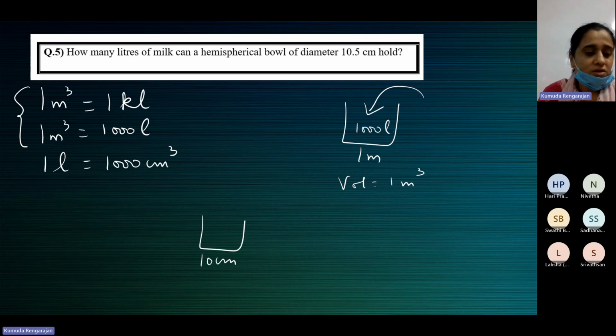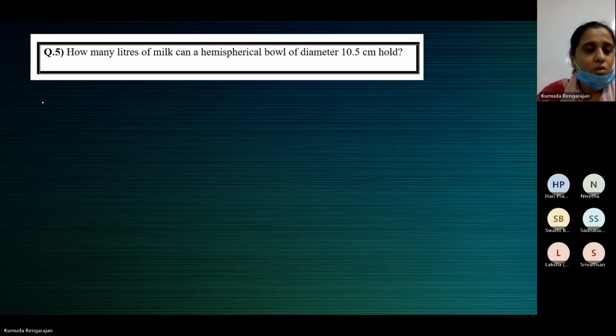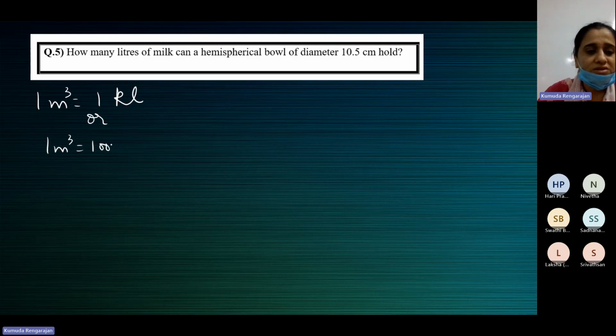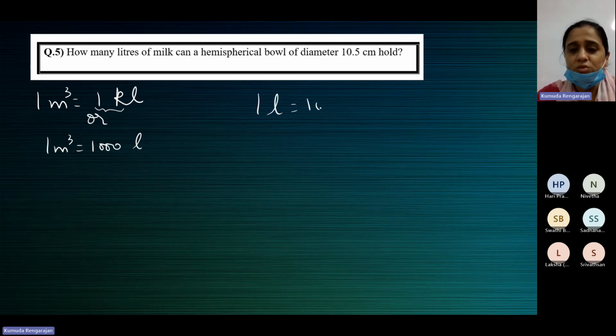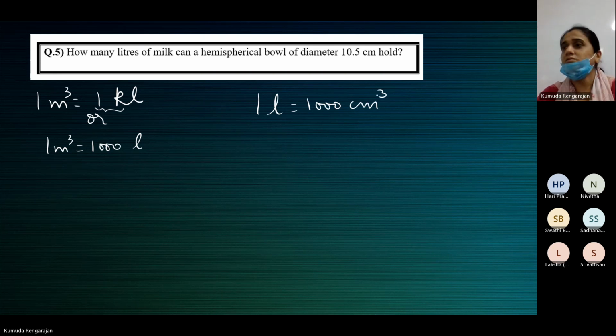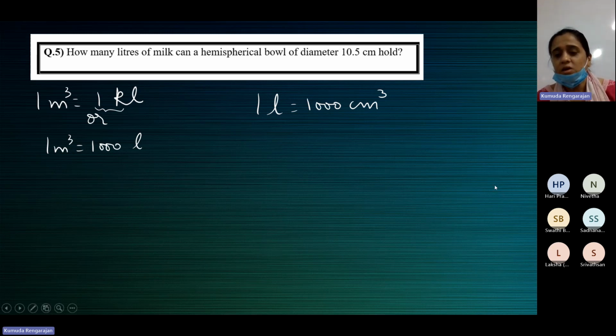Remember this relation. 1 meter cubed is equal to 1 kiloliter, or 1 meter cubed is equal to 1000 liters. 1 kilo means 1000. This is one relationship. The other one is 1 liter is equal to 1000 centimeter cube. Write each 3 times in your book. Online students, use the emoji, raise your hand. Finish writing this.